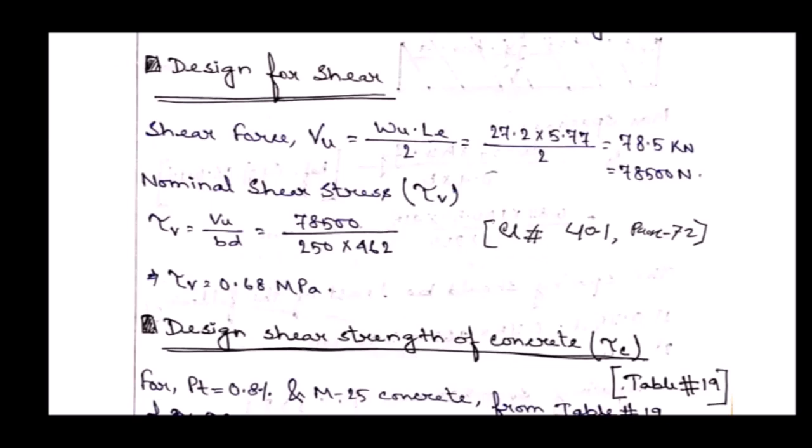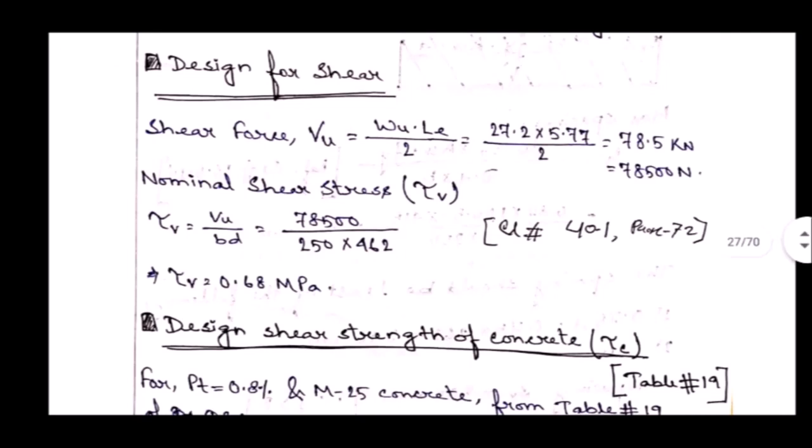Shear force is denoted by Vu, equal to Wu into Le by 2, that means WL by 2. We know the formula. W is 27.2, we have already found out, and that is multiplied by the effective length, 5.77, by 2. That is equal to 78.5 kilonewton, that is equal to 78,500 Newton. From this, we have to find out the shear stress, because we have to design for shear stress. We have to provide reinforcement for that.